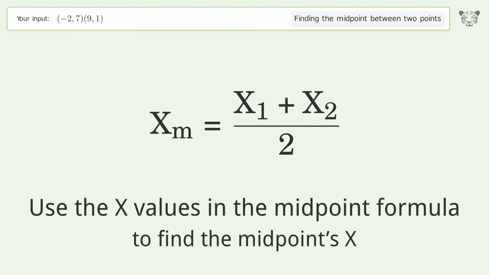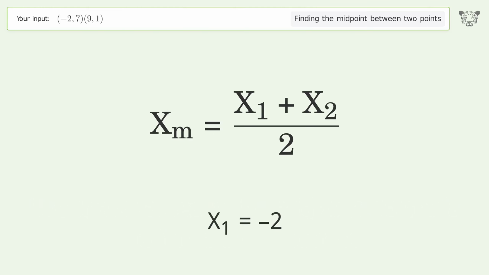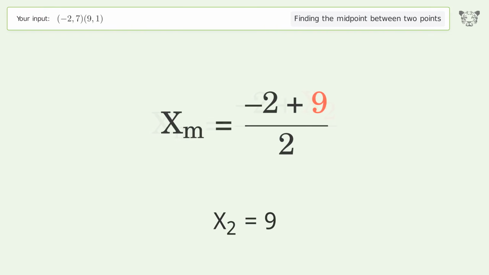Use the x values in the midpoint formula to find the midpoint's x. x1 equals -2. x2 equals 9. Simplify the arithmetic.